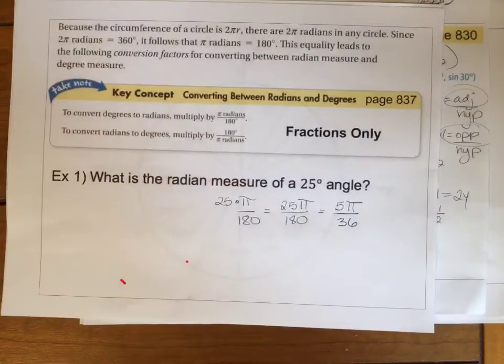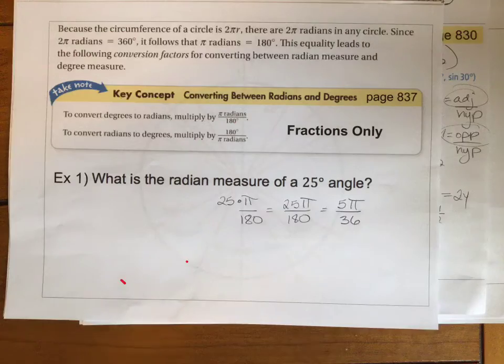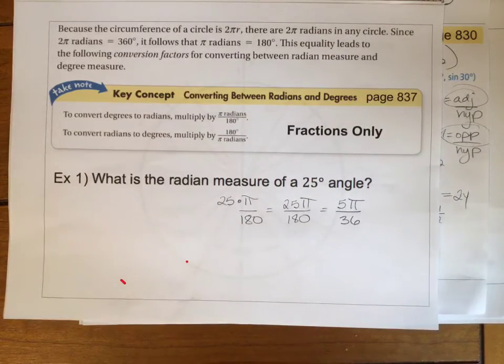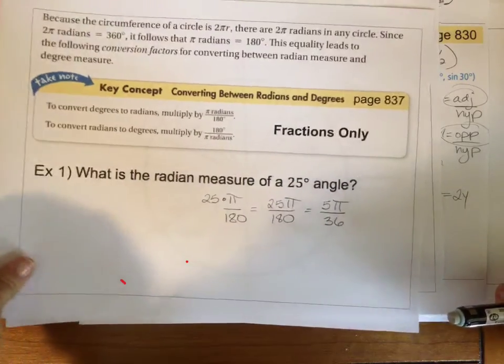For radians, I never want to see a decimal. I always want to see the ratio with pi in there. And that is because when we go to convert them and fill out our unit circle, we want to start getting used to what's equivalent to what. All right.